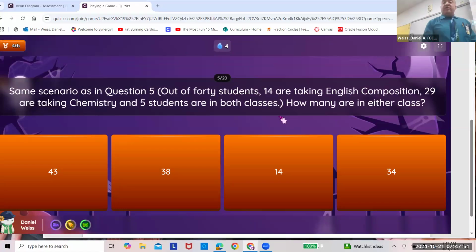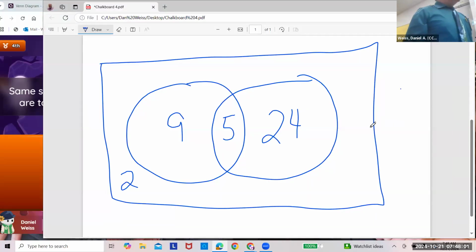Out of 40 students, 14 are taking English composition, 29 are taking chemistry, 5 are in both. How many are in either class? Either class. So either in here or here, right? And doesn't that mean all of these people except for these 2, if they're in either class? Does that make sense? How many is that going to be? 38, right?